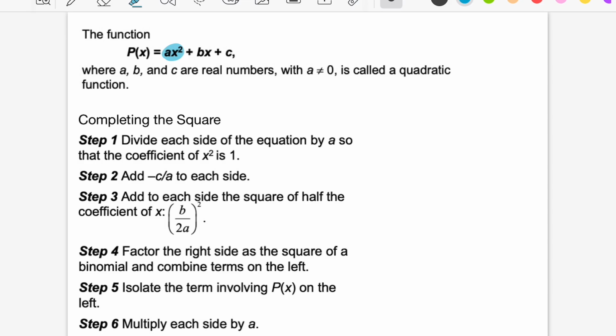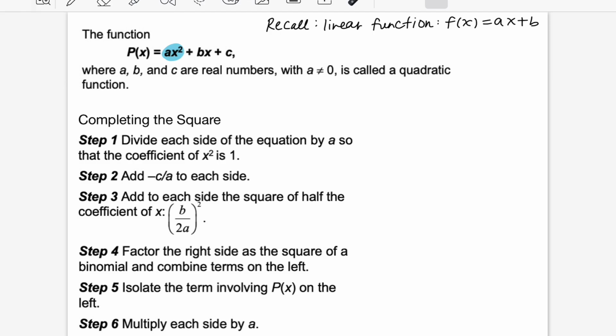If you remember from chapter 1 from our textbook, we went over linear functions. So recall that a linear function is of this form here. And so this squared term is what makes our function quadratic.